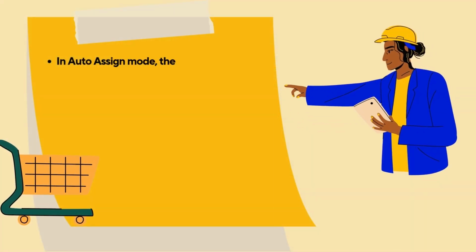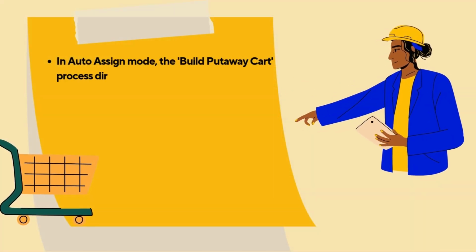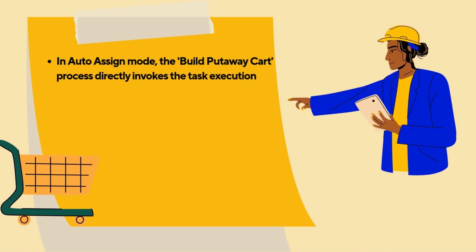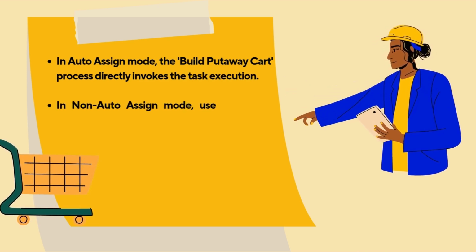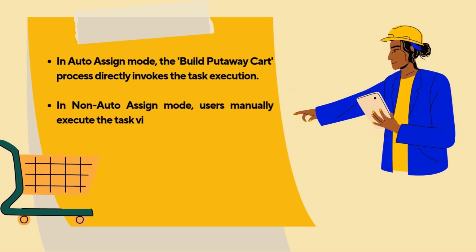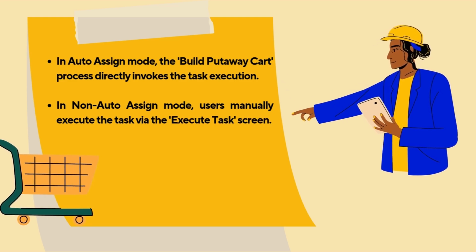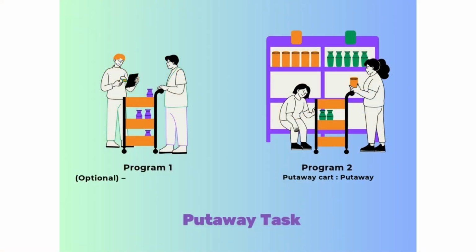Note, in auto-assign mode, the build putaway cart process directly invokes the task execution. In non-auto-assign mode, users manually execute the task via the Execute Task screen. The generated putaway task can include two programs. Program 1 is optional. It facilitates task zone movements, helping reposition items based on predefined zones. Program 2 uses the putaway cart to transport and put away the inventories to their destination locations within the warehouse.